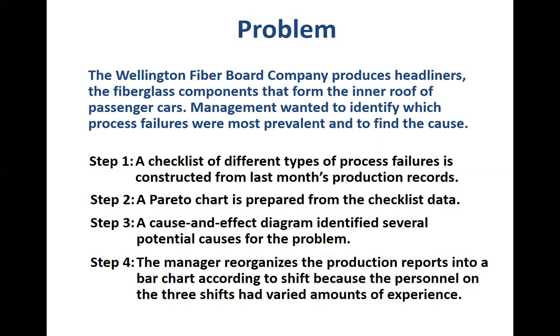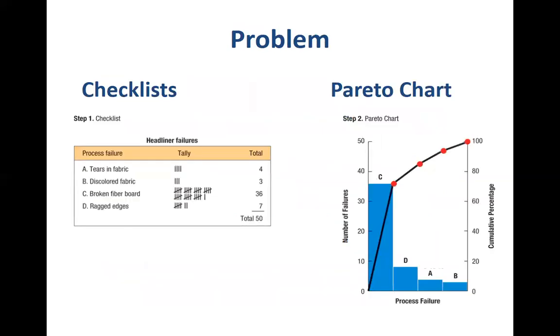Step three was to create a cause and effect diagram or a fishbone diagram to identify several potential causes for the problem. And step four was to reorganize the production reports into a bar chart according to the shift in which these occurrences were happening, morning shift, afternoon shift, etc. Because personnel who are operating in these three shifts have different amounts of experience. So there's some reason to believe that that could be affecting the output or the process failures that might be experienced by the company.